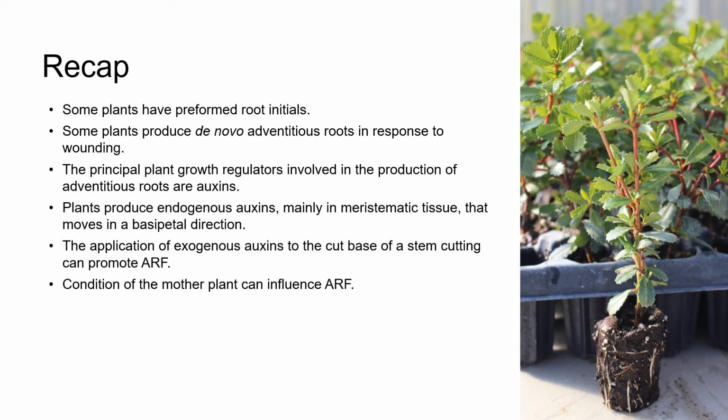As propagators, we can also promote adventitious root formation and increase rooting uniformity by applying synthetic auxins exogenously, either to the base of a stem cutting or as a foliar application after the cuttings have been stuck. We can also promote adventitious root formation by making sure we take our cutting material from mother plants that are free of any obvious pests and diseases and aren't drought or nutrient stressed in any way.